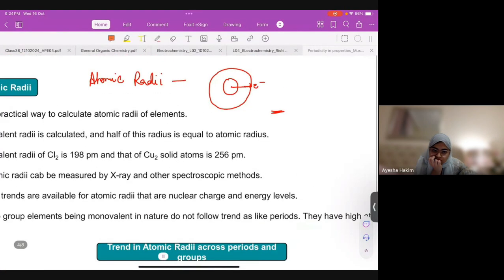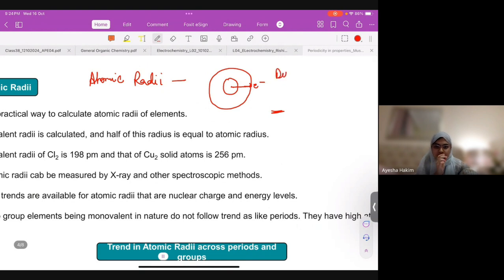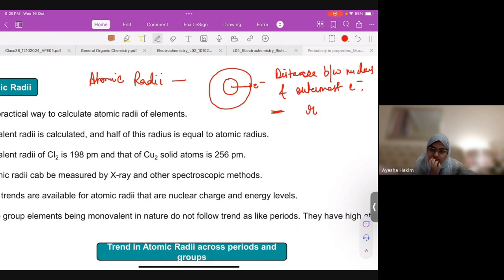So you said it's the distance from the center of the nucleus to the outermost valence electron. Okay. So it's the distance between the nucleus and the outermost electron. Right. Now I can say this as R, atomic radii. Now you tell me, how can we measure atomic radii?